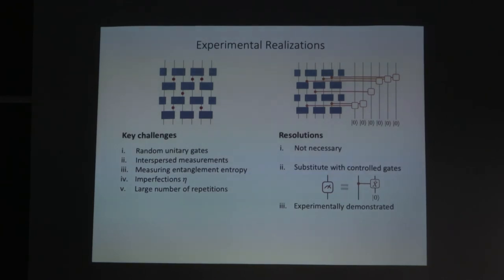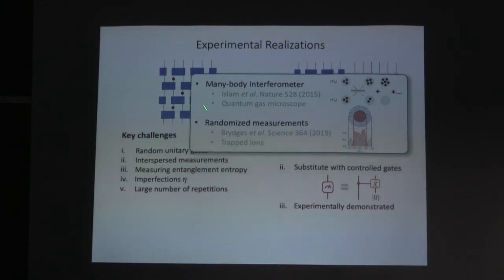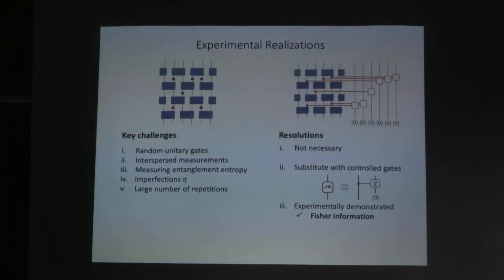And measuring entanglement entropy sounds crazy, but it has actually been experimentally demonstrated already using two different mechanisms. One is the many-body beam splitter for bosonic particles, or using so-called randomized measurement. It's similar to quantum state tomography, but probably could be more efficient using trapped ions. And more importantly, we talked about Fisher information, which does not require measuring entanglement entropy. Therefore, we have some benefit from it. Finally, from our spin model, we believe that even if there are imperfections, I didn't talk about how to incorporate imperfection too much, but we believe as long as the depth is not crazy, we can do well.